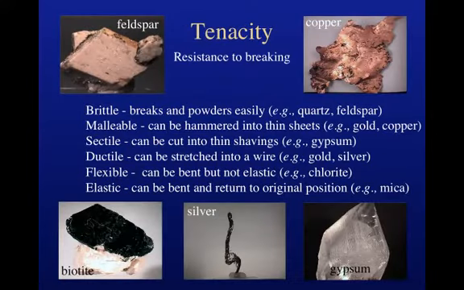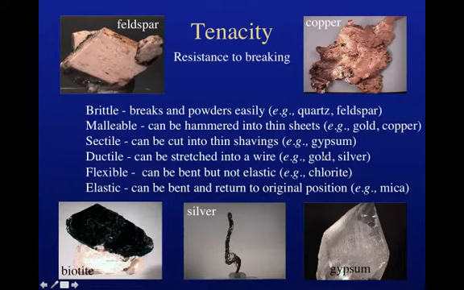The tenacity is the resistance to breaking, and most of the minerals that we're going to look at are brittle. They break and would powder easily, for example, quartz and feldspar. Some can be malleable, like this copper, but again, we're not going to destroy our samples and actually try a lot of this. Some other terms: sectile, ductile, flexible, elastic.